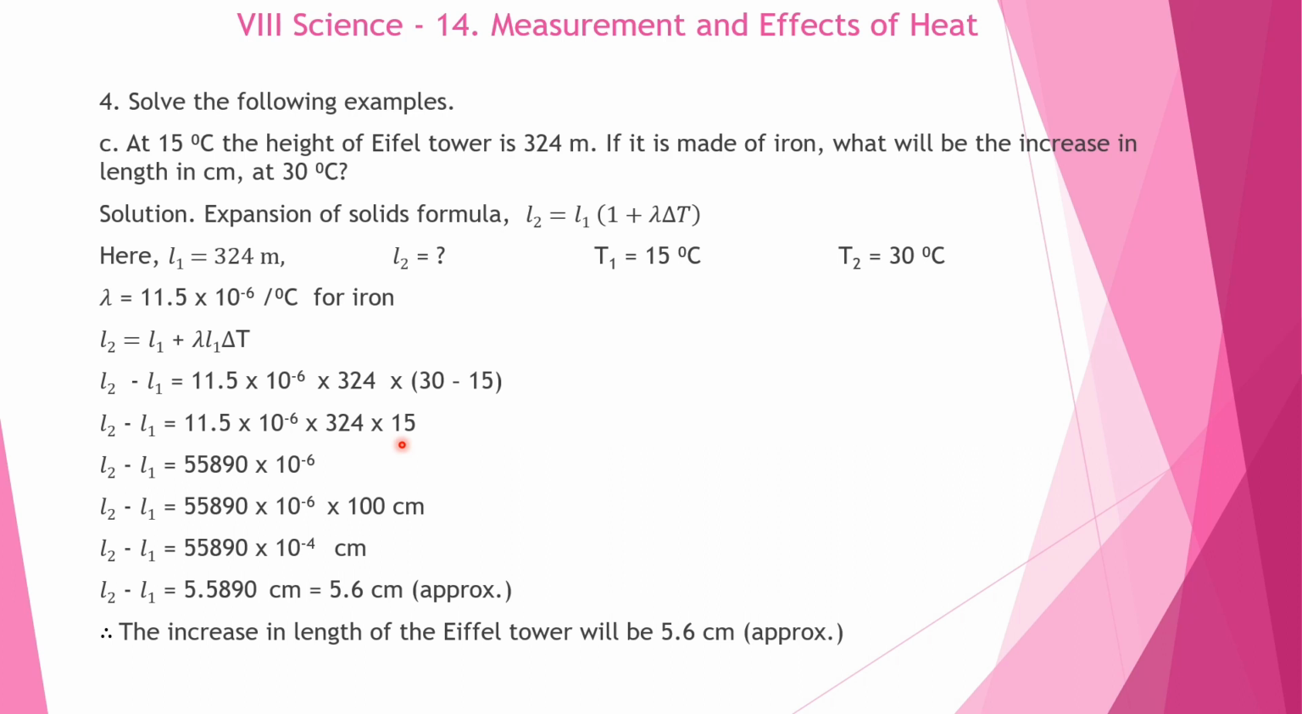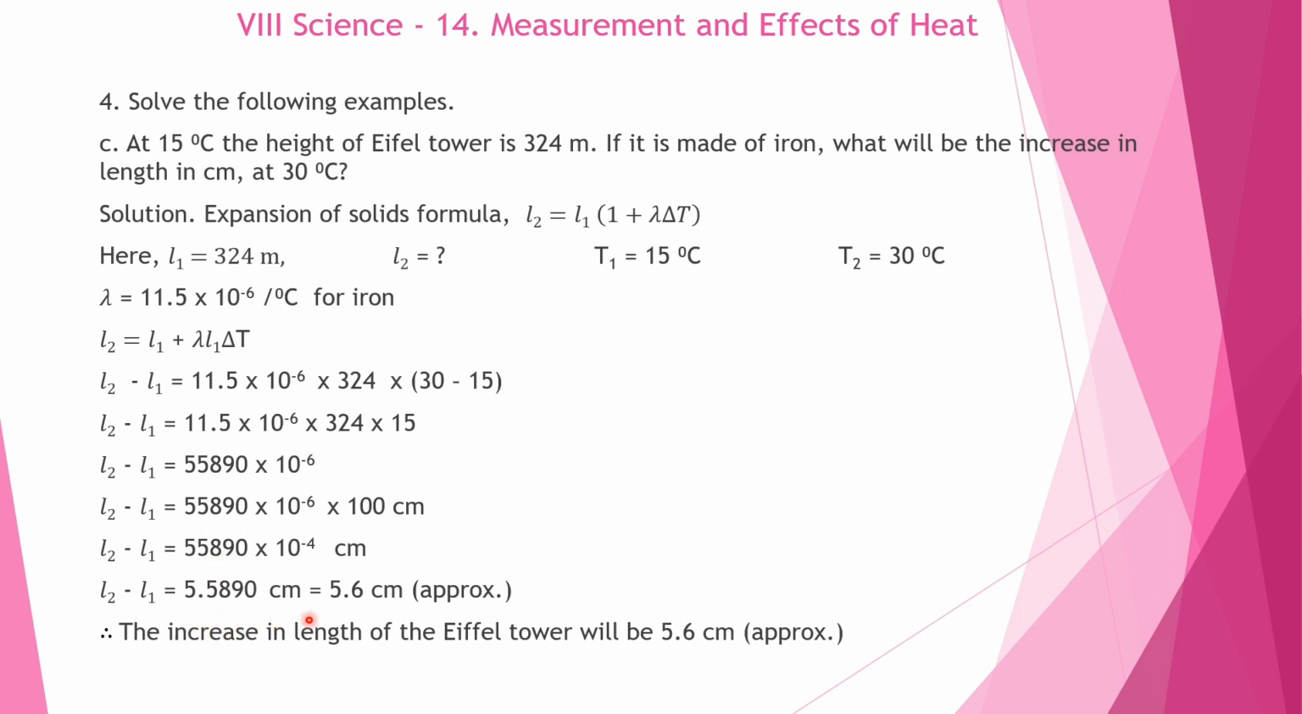After multiplying all of them, we are getting 55890 into 10 raised to minus 6. We want the answer in centimeter, children, remember. So we will multiply by 100. This is in meter, so we convert by multiplying by 100. Into 100 means 2 zeros down. Minus 6 means those zeros are down in the denominator, so 2 zeros will become less. 55890 into 10 raised to minus 4. So 1, 2, 3 and 4.